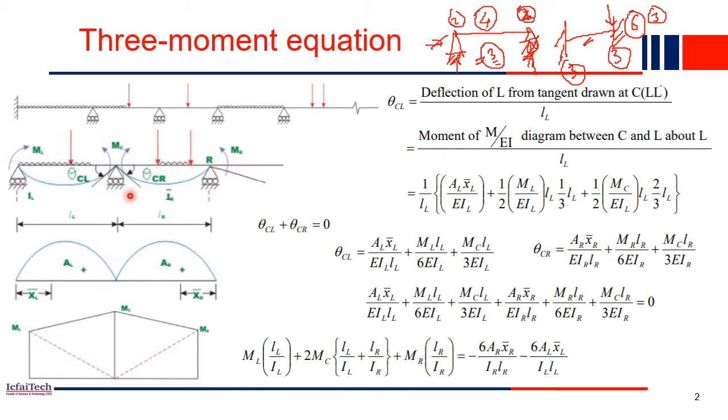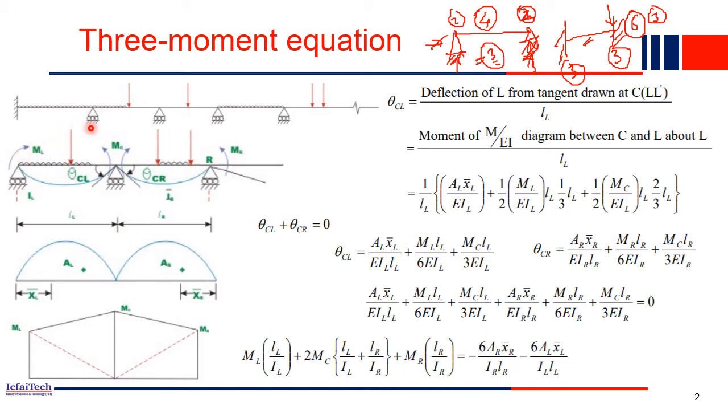So let's derive our three moment equation now. Let's consider this portion, this beam, and these three supports. Some loads are acting, UDL, point load, whatever may be the combination of loads. Because of this load, you will have the deflections. This is the deflected shape of the beam. And as this is a continuous beam, there will be support moments also.